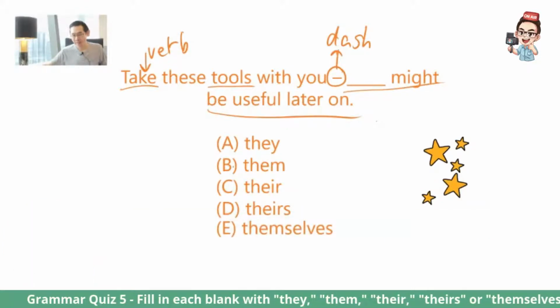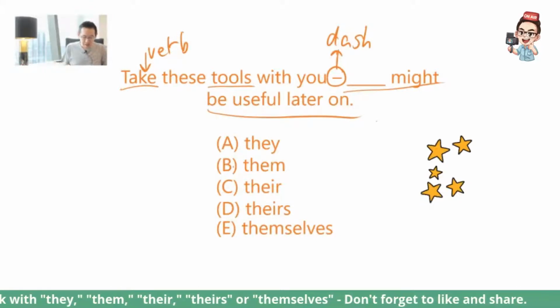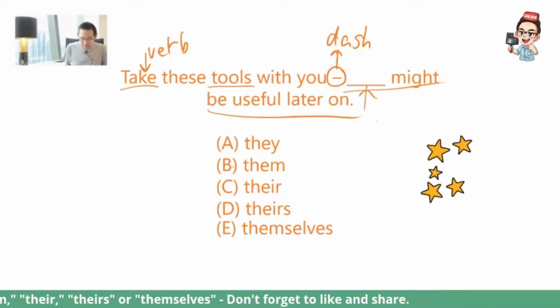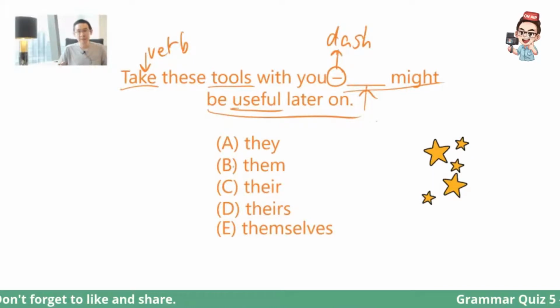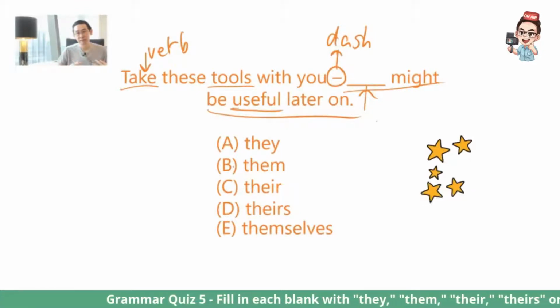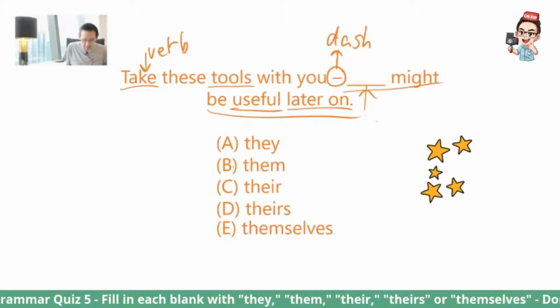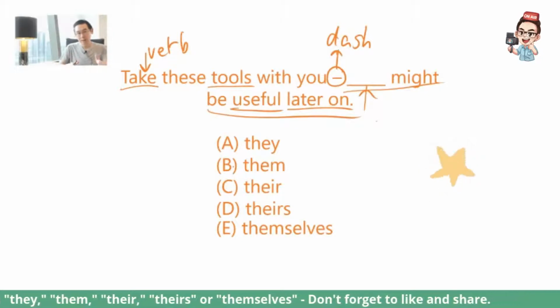Thank you so much. Right, so going back to our sentence, take these tools with you, and then a blank, something might be useful. If something is useful, it means what? It means that it is helpful, it has benefits, it is good because it can be used to do something. Later on means like at a later time. So not now, but in the future.